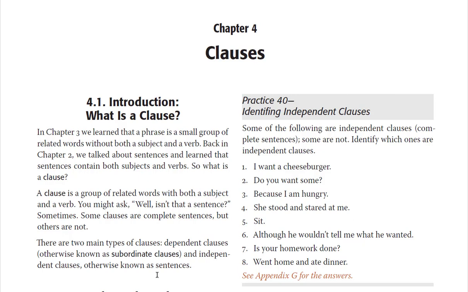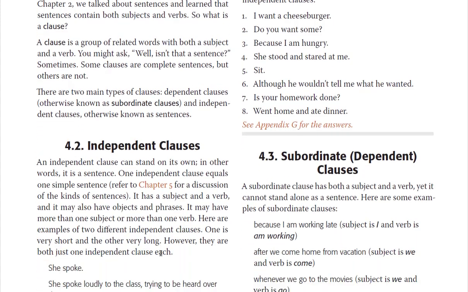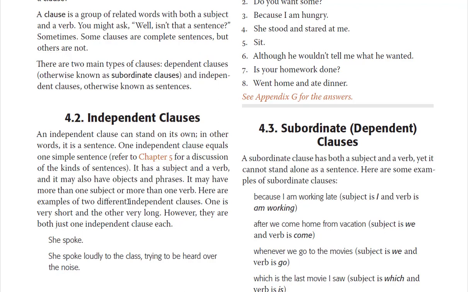So independent clauses are complete sentences. They are complete thoughts. So you always want to write independent clauses and complete sentences. You don't want to write dependent clauses by themselves because that becomes a sentence fragment and you would lose points. So an independent clause can stand on its own. In other words, it is a sentence. One independent clause equals one simple sentence.